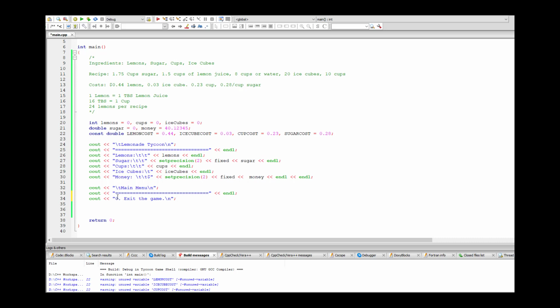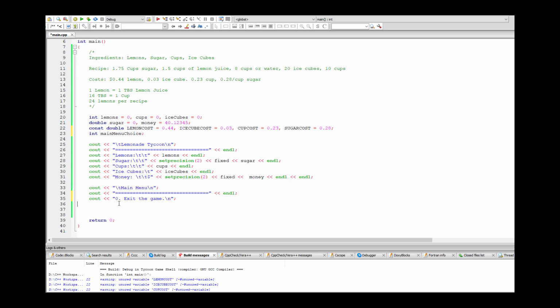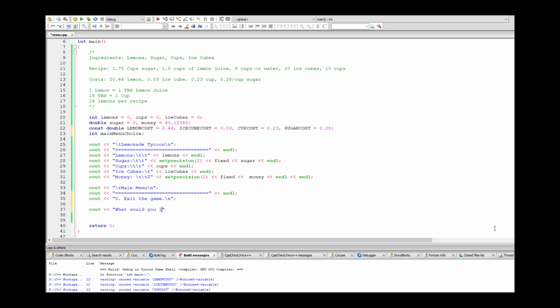By setting 0 to be exit the game, you make it so you can just add things after the menu, and also that 0 on the keyboard is farther away from the other numbers, so it's less likely to be inadvertently pressed. Okay, so then up here we'll say int main menu choice. We're going to set up a main menu choice. So we'll say cout exit the game, cout what would you like to do, and no end line, cin main menu choice.